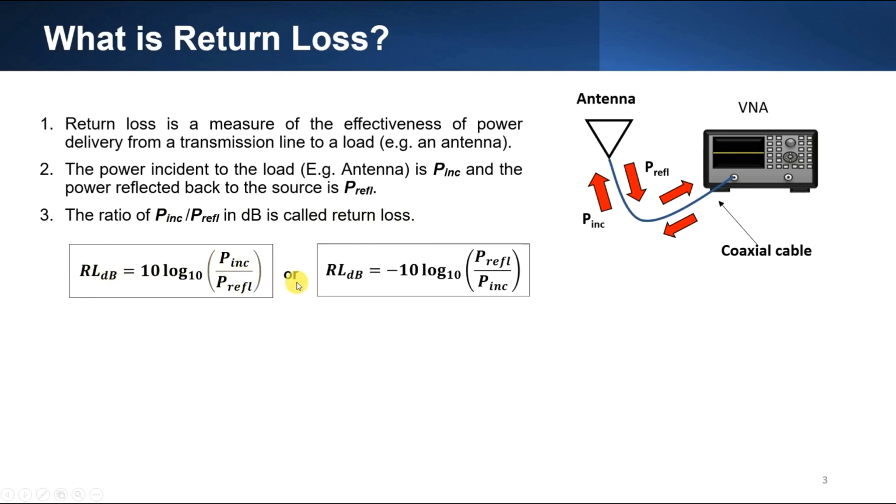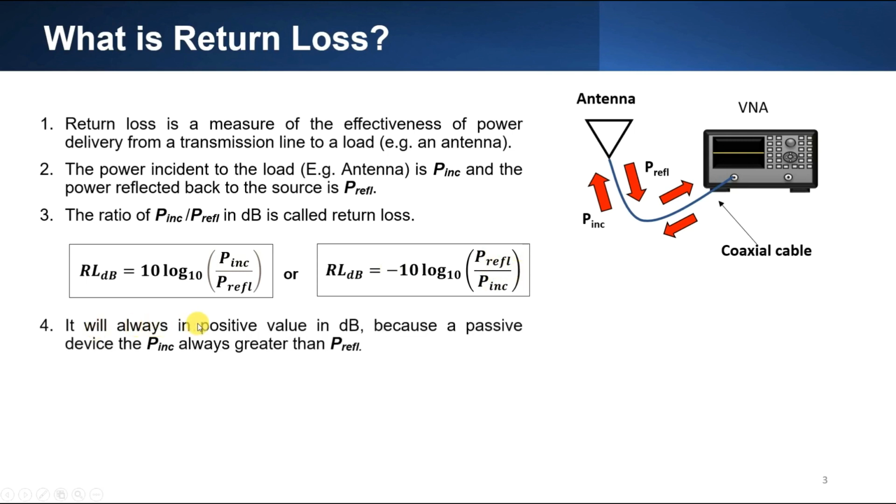Or sometimes you will see they have a negative sign. Return loss equals negative 10 log power reflected divided by power incident. Actually, you can see here that power reflected is here and power incident is here, because of the negative sign. When the negative sign is put over here, then they are in opposite positions. Don't worry about this. I will show the detail of the calculation in the next few slides.